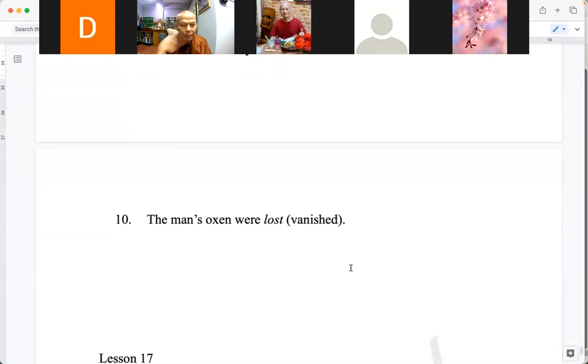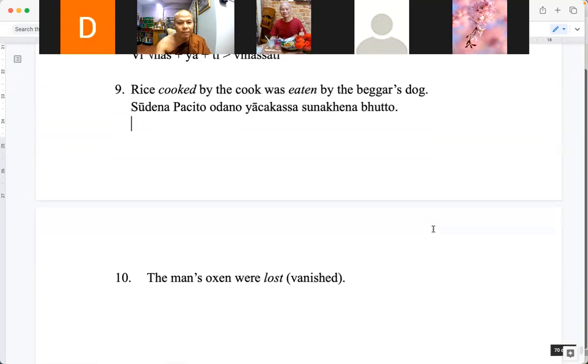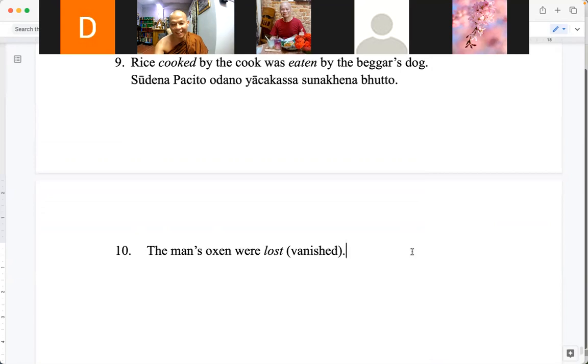Okay, so the man is Buriso. But here, bosses is so we change to Burisasa. Oxen is mean go na, and this A is made the subject, it changed to go no. Word lost, we use the verb nasati, and past participle of nasati is natto. This means purisasa go no. Natto ahosi.